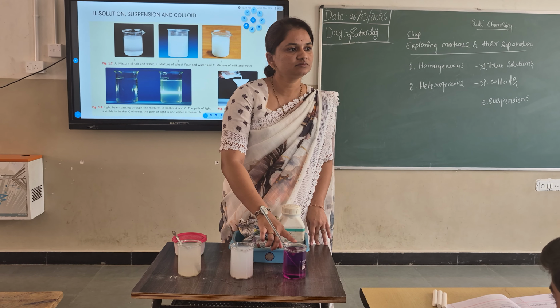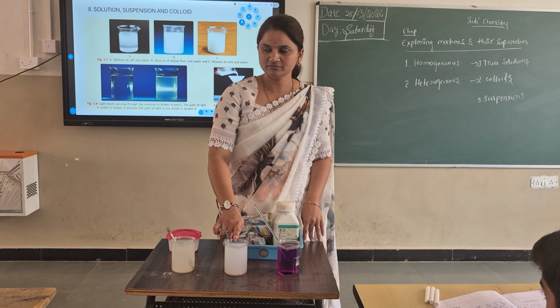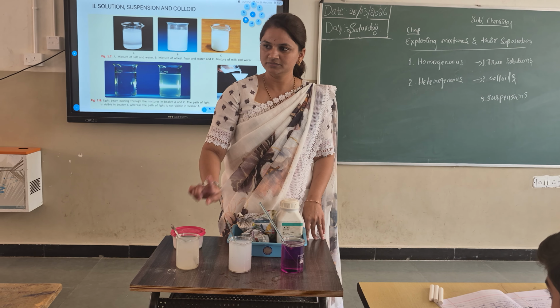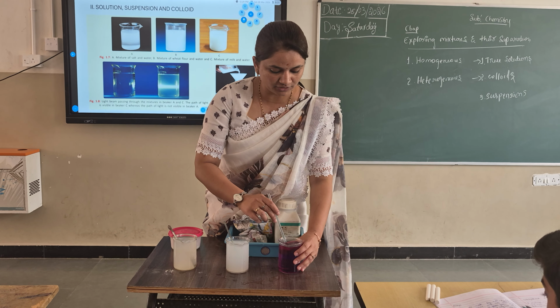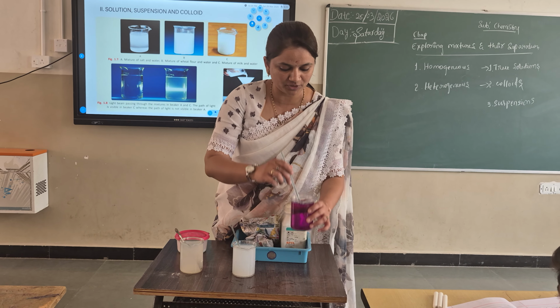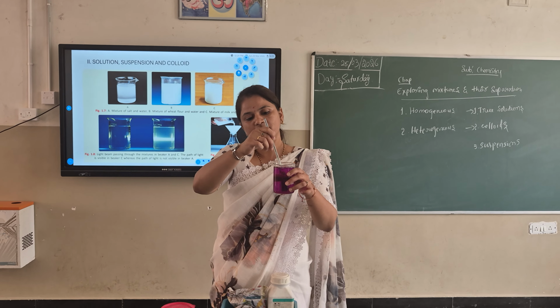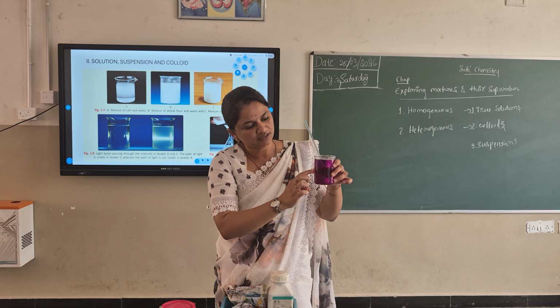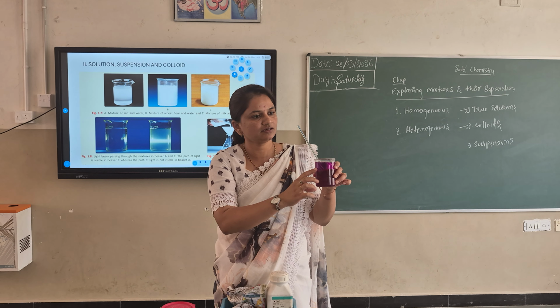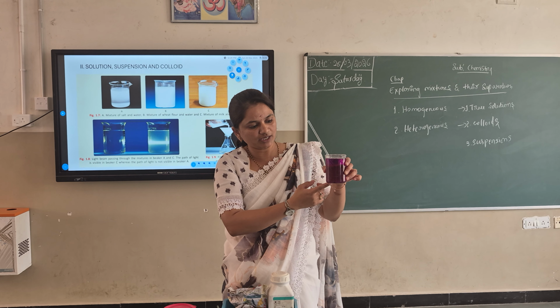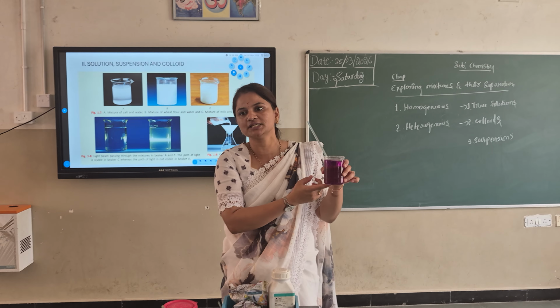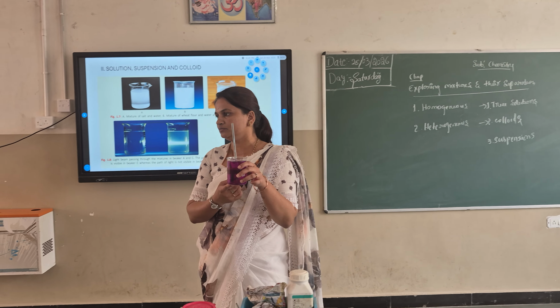First beaker is what? Solution. Second? Colloid. Third? Suspension. Yeah. Can you identify the particles of potassium permanganate in it? Can you see particles of potassium permanganate? Can you observe them anywhere in here? Below, at the bottom, you can observe, because that crystal has still not dissolved.